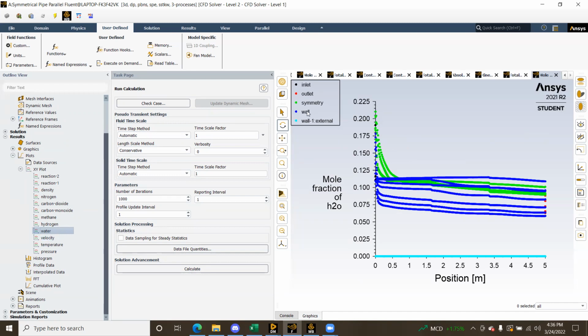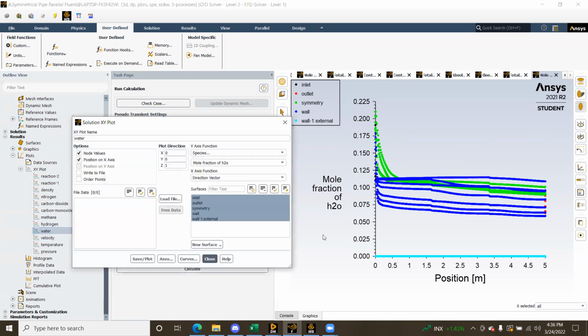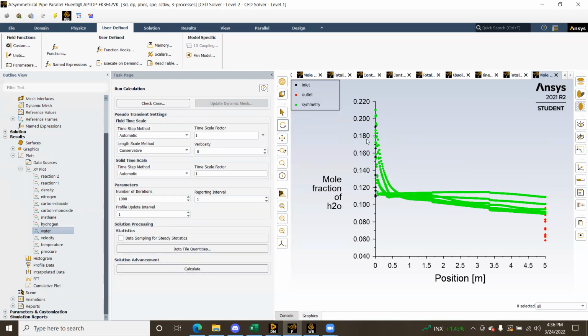I'm not really sure exactly why there would be any mole fraction at the wall, but there is. But if we were to just look at the symmetry, it looks like this. I think that's pretty reasonable. We can probably analyze this a little bit more in the future.